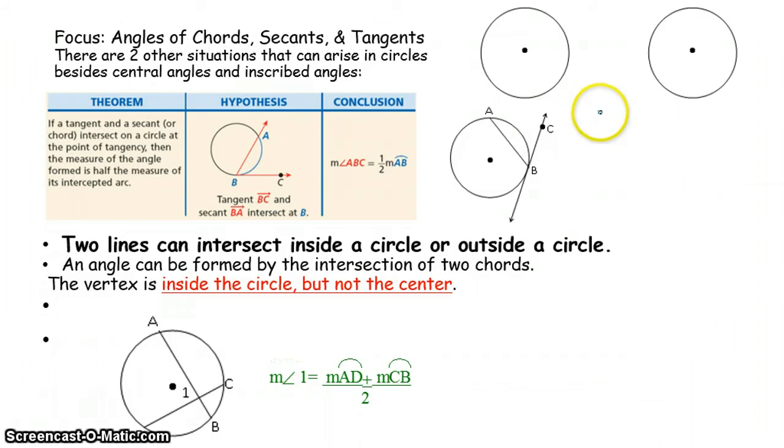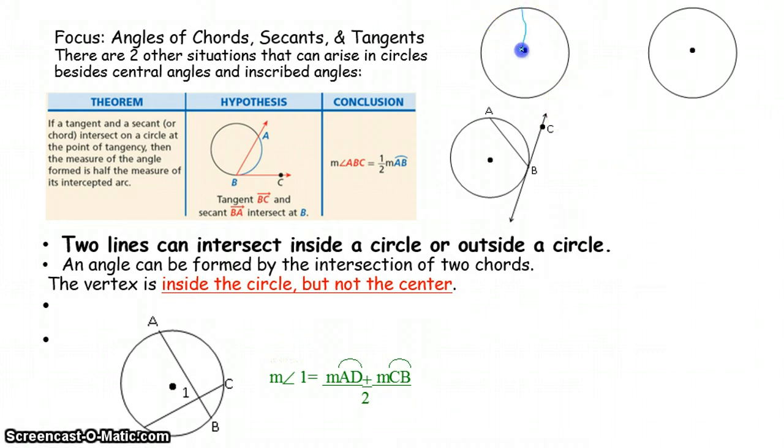We're going to continue our focus today on the angles of our circles. We're going to expand what we know to include our chords, secants, and our tangents. Let's review what we know so far about the angles in circles.